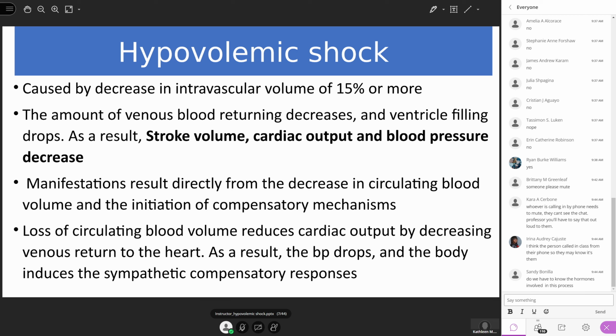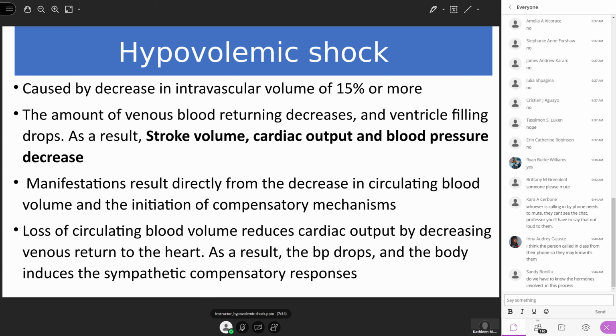Okay. So hypovolemic shock. This is just going to be another review of what we just talked about. I told you that hypovolemic shock is caused by a decrease in the intravascular space of 15% or more. As shock continues, that percentage is going to increase. The amount of venous return decreases, the ventricle filling drops. We talked about the preload. And as a result, the stroke volume, the cardiac output, and the blood pressure decrease.